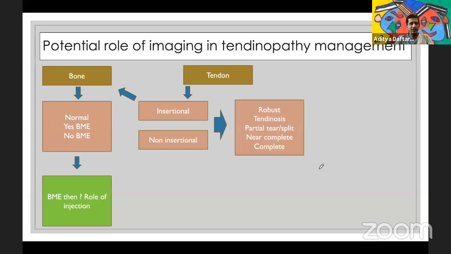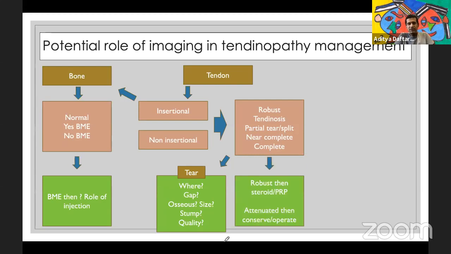On the other hand, whether you have insertional or non-insertional tendinopathy, you're trying to determine whether there's robust tendon, there's tendinosis, there's a partial tear or split, if it's a near complete tear or a complete tear. And if it's a tear, obviously we want to know whether there's a tear, where is the tear, what is the gap, what is the osseous size, what is the stump, what is the quality, because these are all the things we need to know if we're going to go in for surgery.